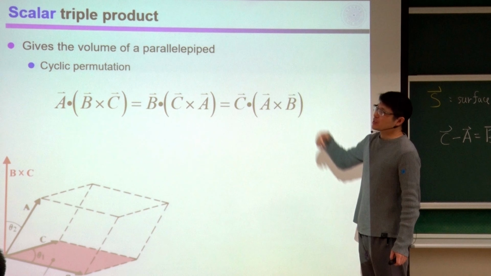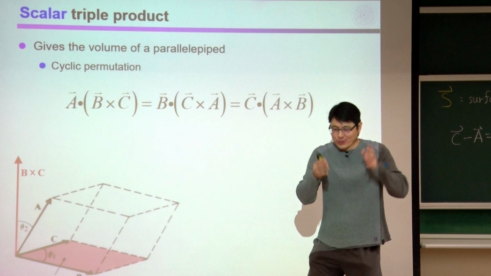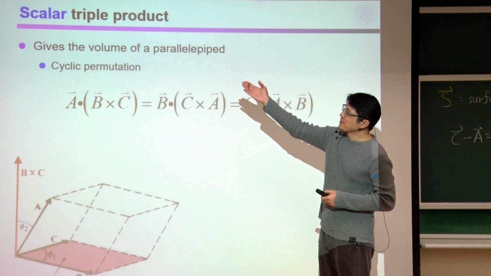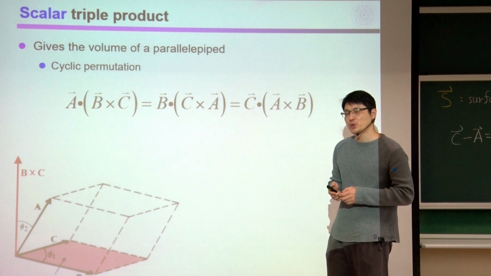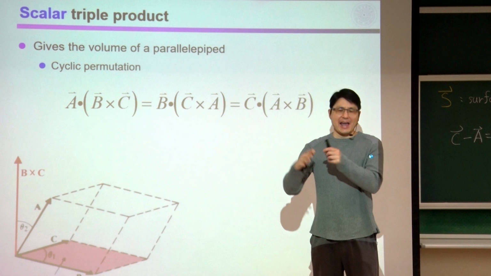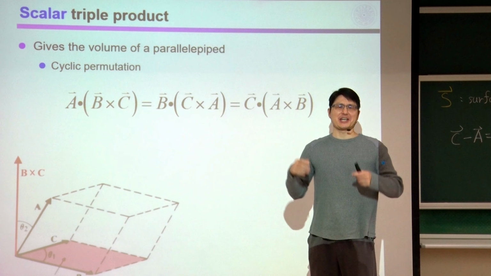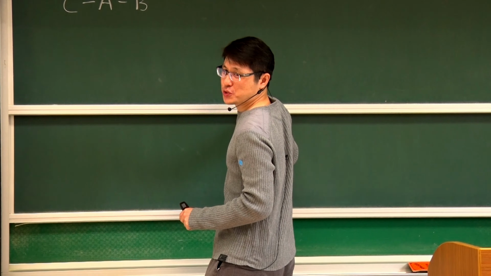So now we introduce triple product. Now we have three vectors, and we want to multiply them together. The first one I'm going to introduce is scalar triple product, which means you have three vectors. After some kind of multiplication, you end up with a scalar. Now, what choices do we have?